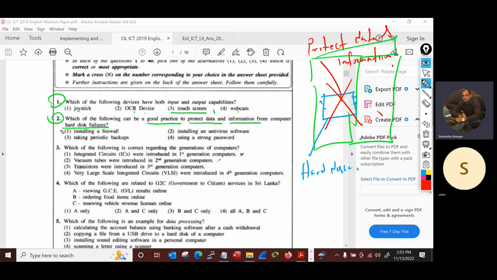First one, installing the firewall. Second one, installing the antivirus software. Third one is taking periodic backups. Fourth one is using a strong password. What do you think?